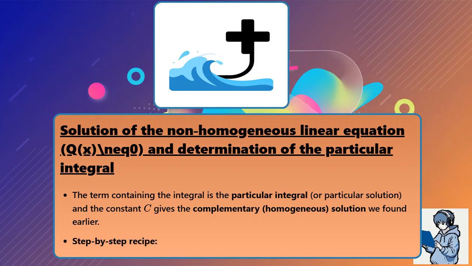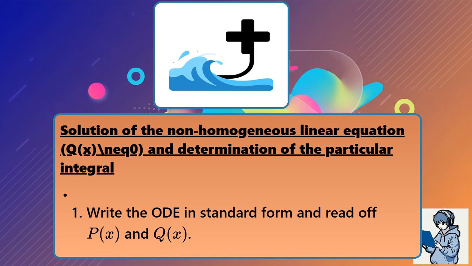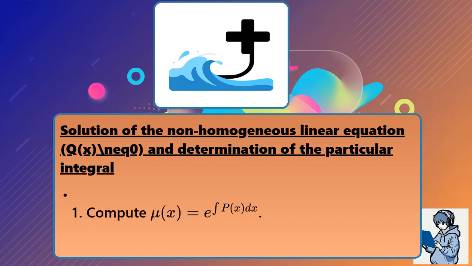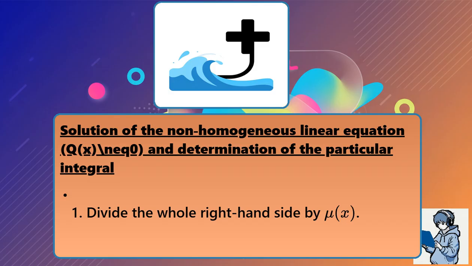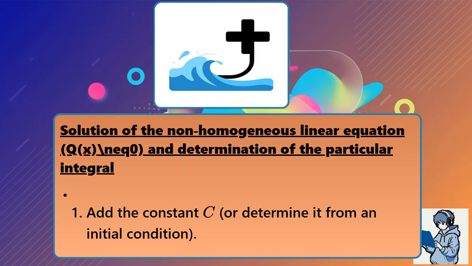Step-by-step recipe. Number 1. Write the ODE in standard form and read off p of x and q of x. Number 2. Compute mu of x equals e to the integral of p of x dx. Number 3. Form the product mu of x times q of x and integrate it. Number 4. Divide the whole right-hand side by mu of x. Number 5. Add the constant c or determine it from an initial condition.